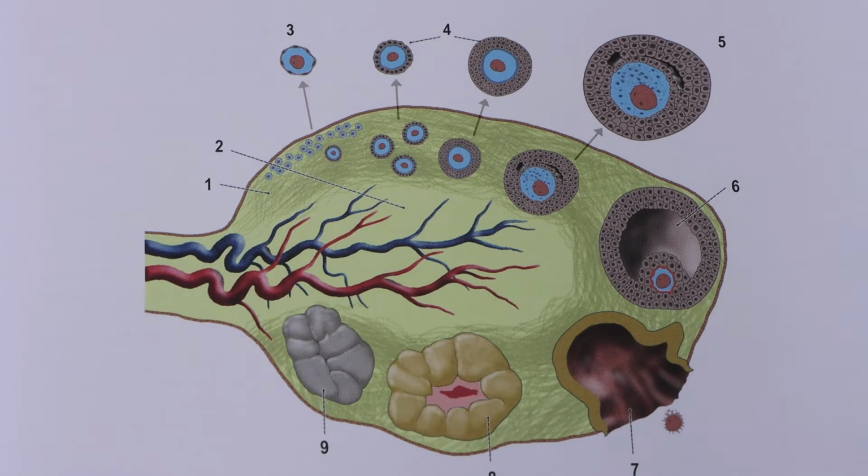On the 14th day of the ovarian cycle, this Graafian or vesicular follicle ruptures and the ovum is released. The ovum, when it's released, has a layer around it that is called the zona pellucida. It's the covering or capsule of the ovum.